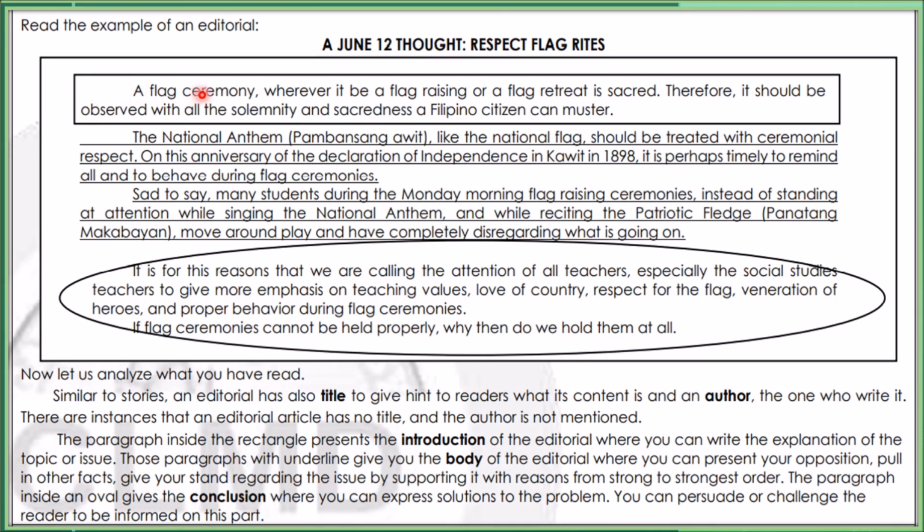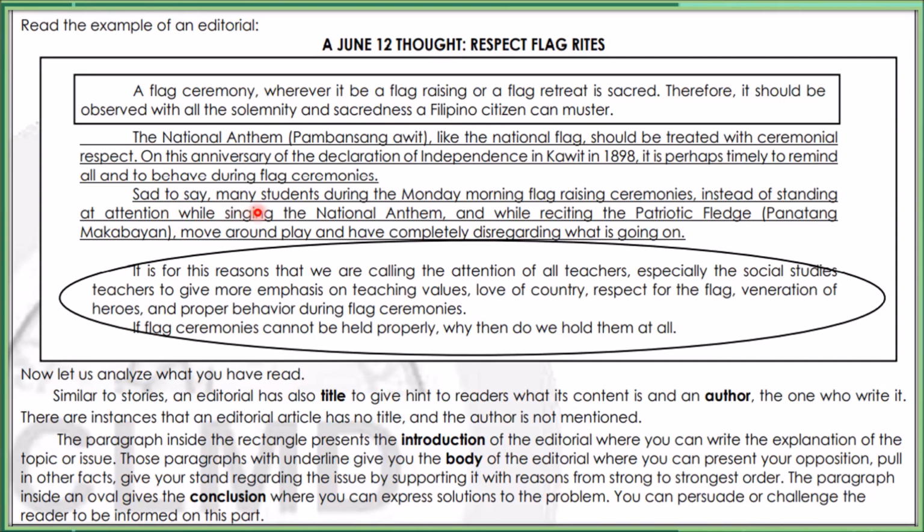A flag ceremony, whether it be a flag raising or a flag retreat, is sacred. Therefore, it should be observed with all the solemnity and sacredness a Filipino citizen can muster. The national anthem, Pambansang Awit, like the national flag, should be treated with ceremonial respect on this anniversary of the Declaration of Independence in Kawit in 1898. It is perhaps timely to remind all to behave during the flag ceremonies.